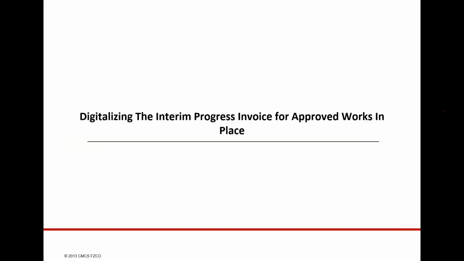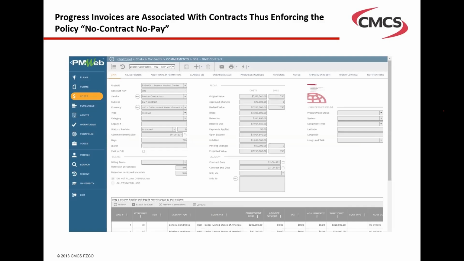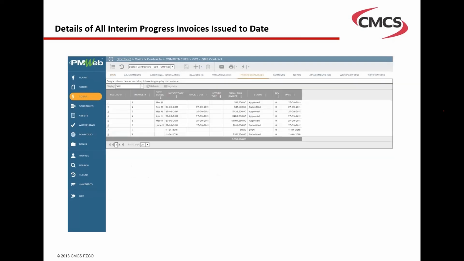Now let me put this as an example, which is the interim progress invoice, which is a must on every single project, especially as today we find many organizations adopting the concept of no contract, no pay, which means that every single progress invoice or every single payment you make on a project must be associated with a contract. So this means that I need to capture every single contract that I have in the project, whether this is a purchase order, a subcontract, an EPC contract, even an internal company contract must be managed. So every single contract needs to be captured.